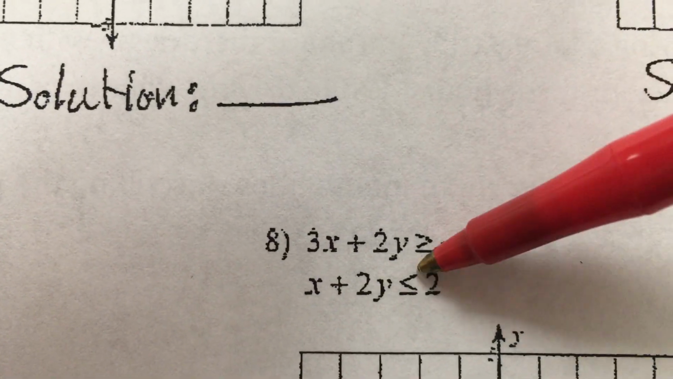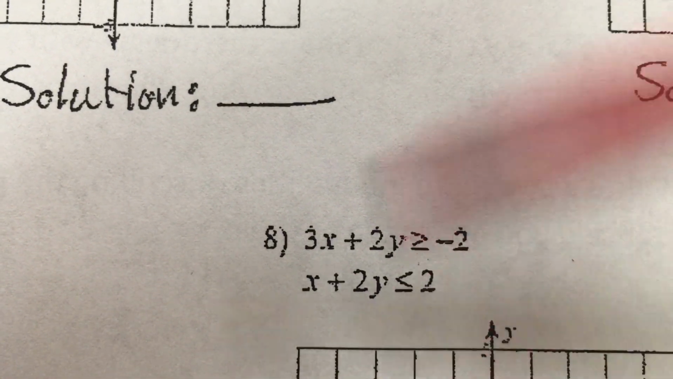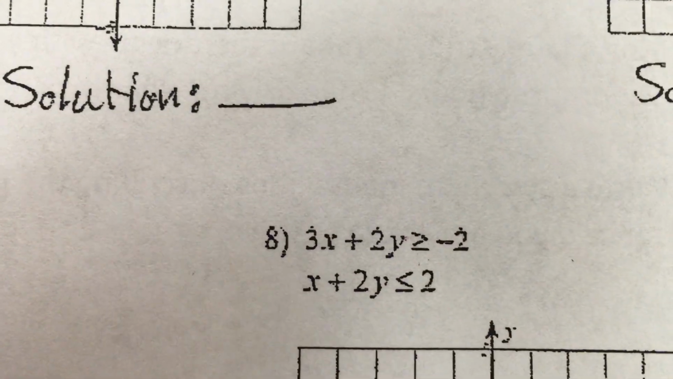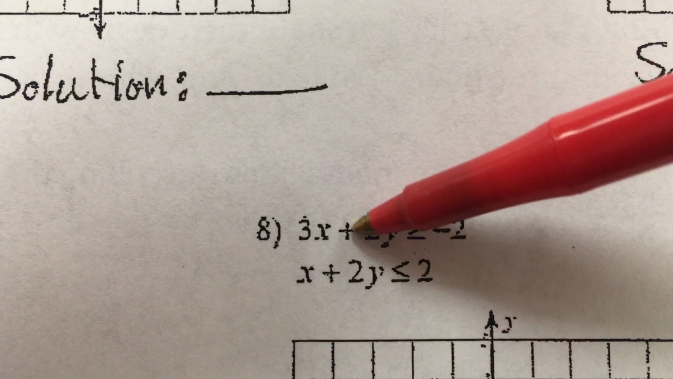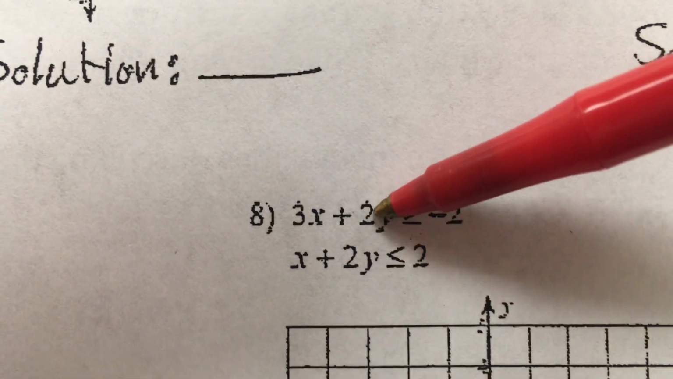So we're going to start first by graphing the first one, and then we'll graph the second one, and then we'll see where all the answers come together. Before we can graph either one of these, we need to turn them into slope-intercept form. We need to turn them into y equals mx plus b.